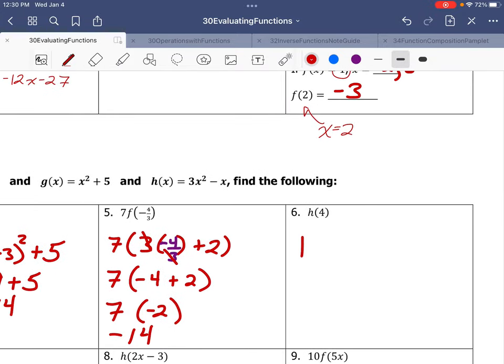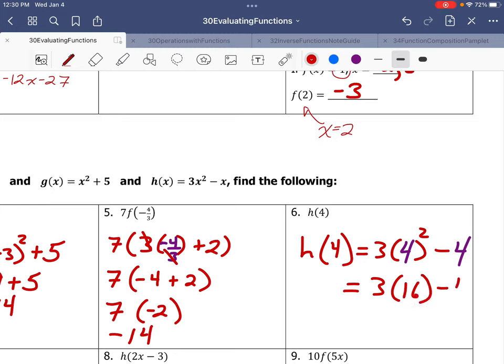H of 4. Just plug in 4, but make sure you plug it into the H equation and make sure you plug it in both places. So I plug in 4. Do the order of operations, which means definitely do the exponent first, then do the multiply. Finally, you do the subtraction.